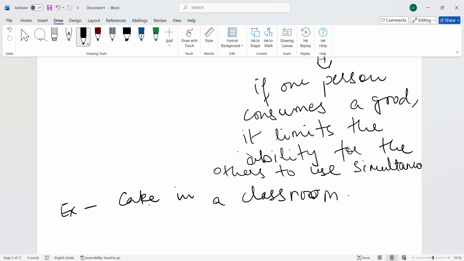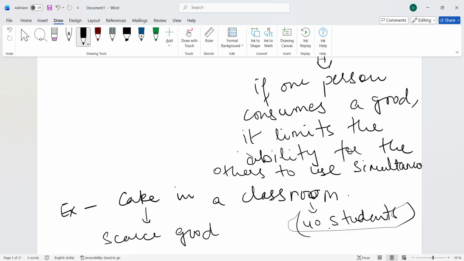Okay. So I have just a single cake, one cake, that's a scarce good. And in a classroom, let's say I have 40 students. One cake that's scarce. Now, if two students consume it, then less is available to the others. That's a rival good as well. So scarcity and rivalry are actually very related ideas.